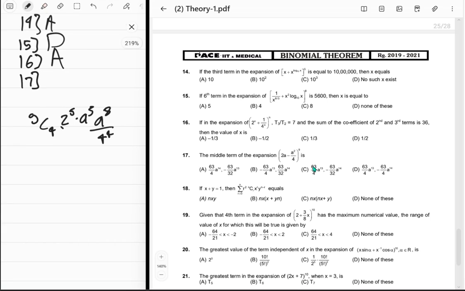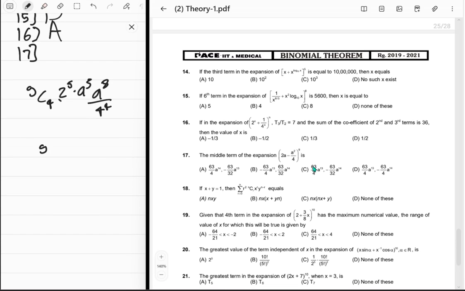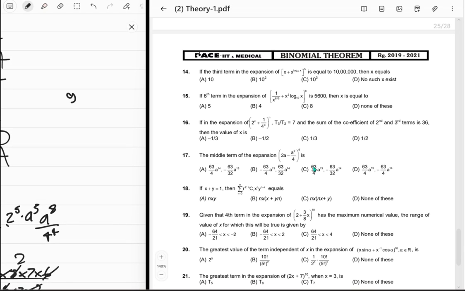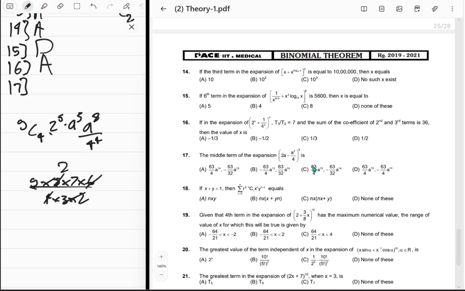Okay, first of all, let's figure out what 9C4 is, because we'll use that. 9 into 8 into 7 into 6 upon 4 into 3 into 2, which cancels with that to get 2 over here. 18 times 7, I guess, which is 126, right? So 9C4 is just 126. Yeah, and that should work.